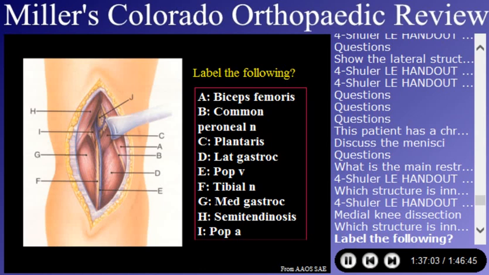Okay, so let's just label this diagram then. A, biceps femoris. B, common peroneal nerve. C, plantaris, and that's the key thing to know to get yourself the orientation. D is lateral gastroc. E, popliteal vein. F, tibial nerve. G, medial gastroc. H, semitendinosus. Okay, and don't forget semitendinosus is on the semimembranosus.